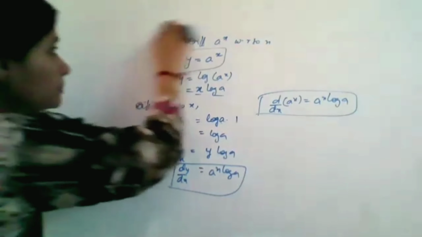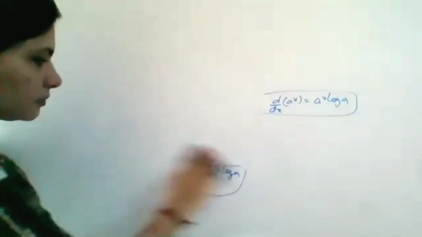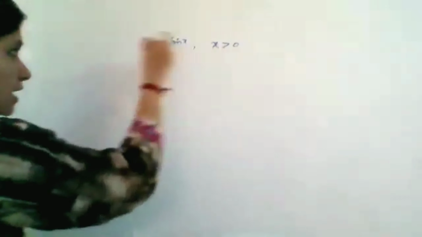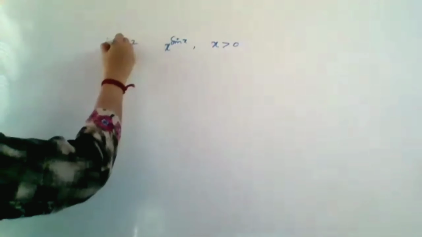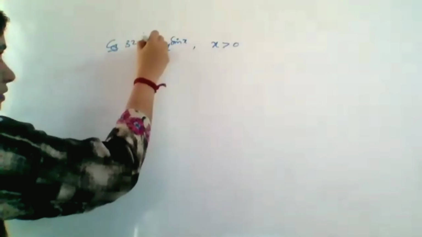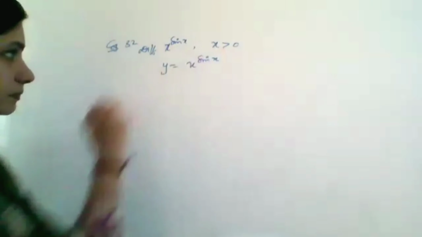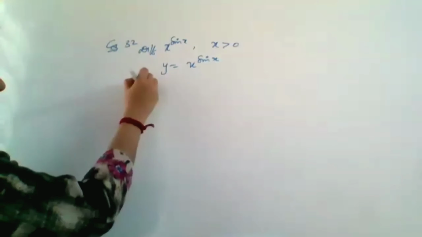Next one is x raised to sin x, where x is greater than 0. You have to differentiate. Example 32. Differentiate x raised to sin x, where x is greater than 0 with respect to x. Again, you start with y is equal to x raised to sin x. Taking log on both sides.